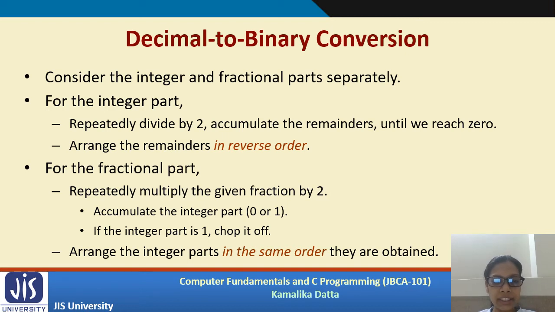And we arrange the integer parts in the same order as they are obtained. So for writing the whole thing, the integer part will be written in reverse order, and the fractional part after the dot will be taken in the order obtained. This is how decimal to binary conversion takes place.